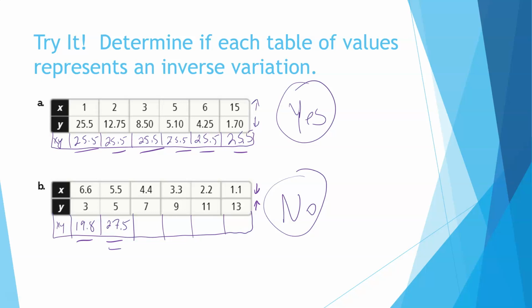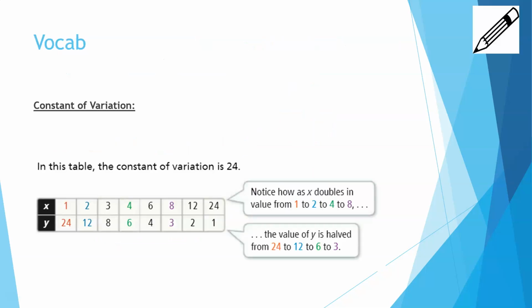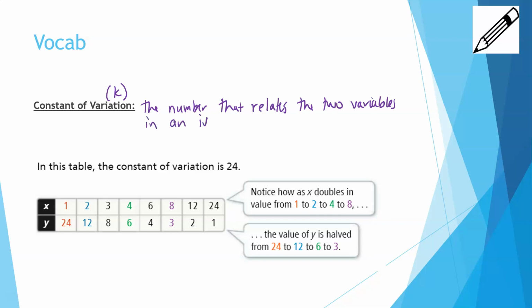Okay, so the first thing we're going to have to do is be able to decide if a table represents inverse variation. The next thing we're going to do is find this thing called the constant of variation. So get this written in your notes as well. The constant of variation is going to be represented by the k, and it is the number that relates the two variables in an inverse variation. Okay, the reality is it's what you get when you do x times y.